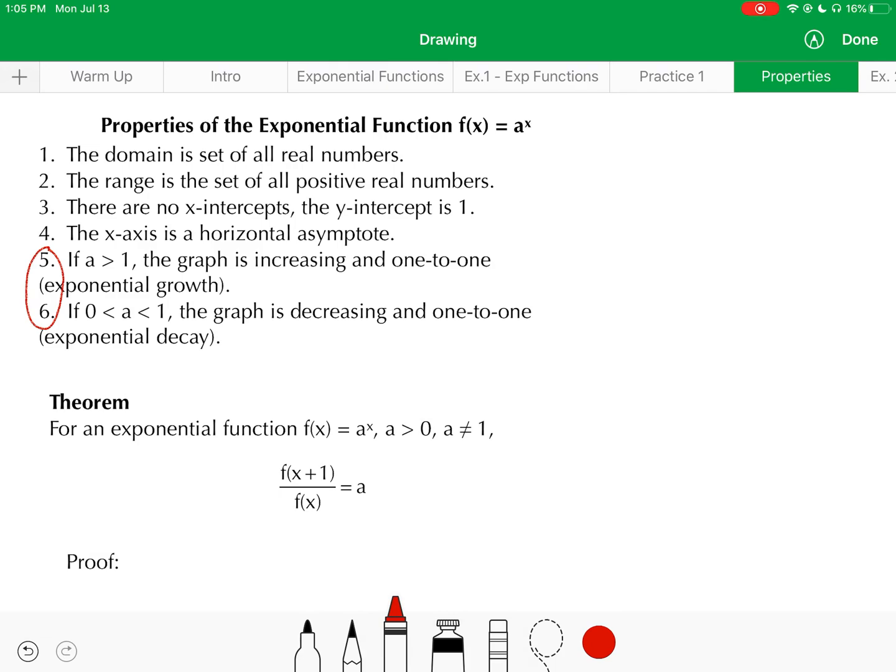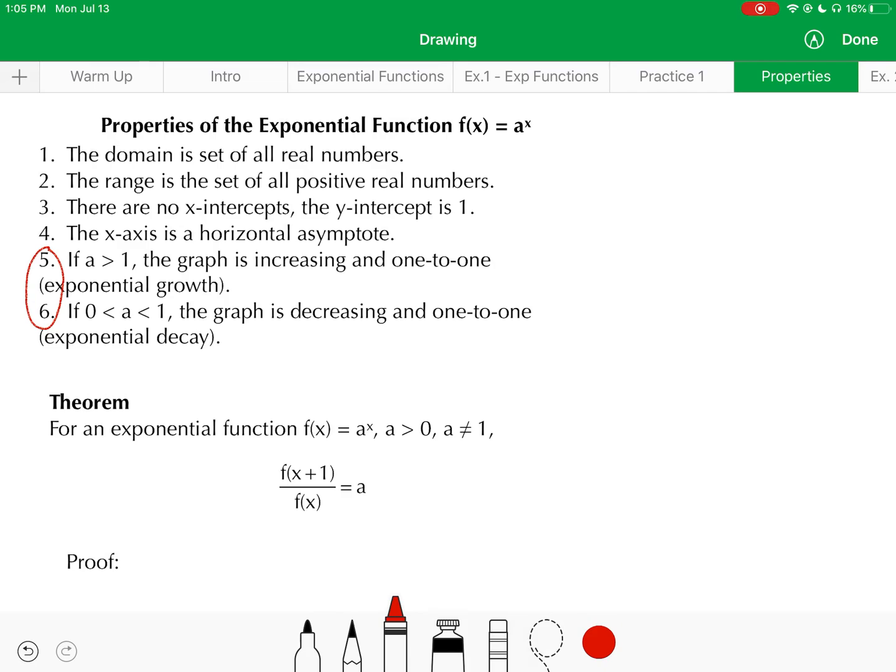As long as your a value is greater than 1, the graph is going to be increasing. Also notice it is 1 to 1. This would be an exponential growth situation. And if your value for a is between 0 and 1, then your graph is going to be decreasing, but still 1 to 1.